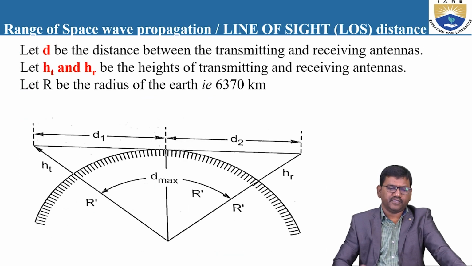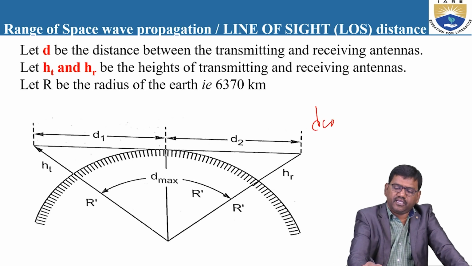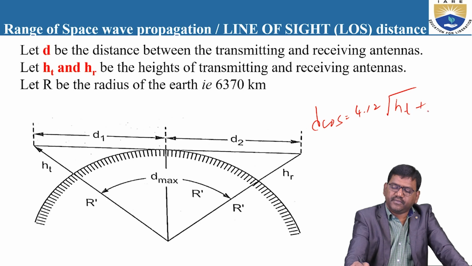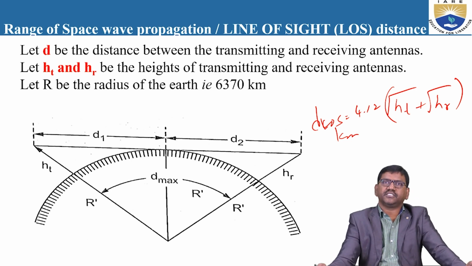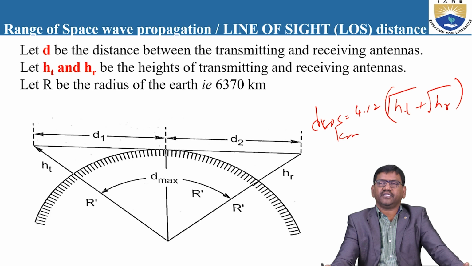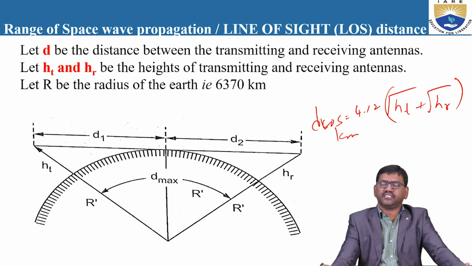The range of space wave propagation is given by D_LOS, which is 4.12 into root h_T plus root h_R, measured in kilometers. So the range depends upon the distance between the transmitting antenna and receiving antenna, and upon the heights of the transmitting antenna and the receiving antenna to establish a line of sight communication.